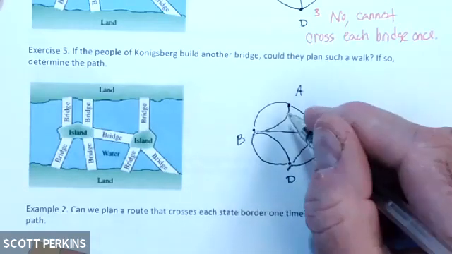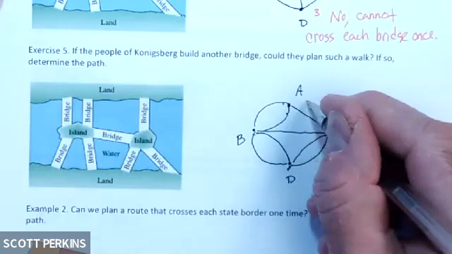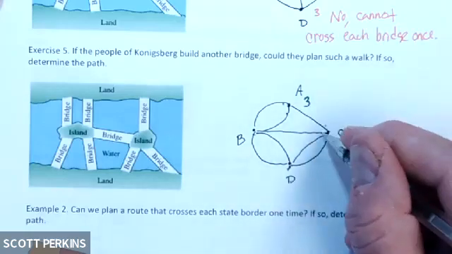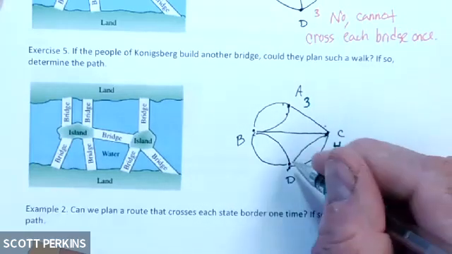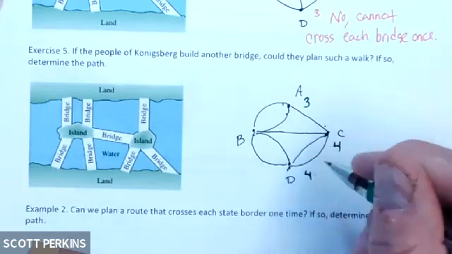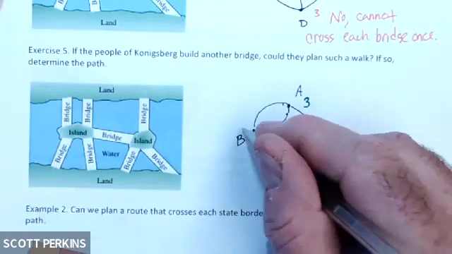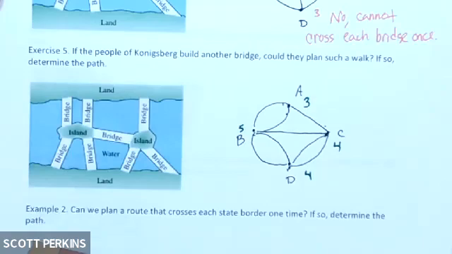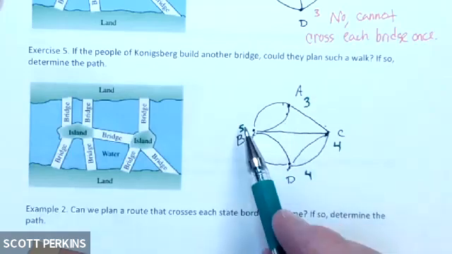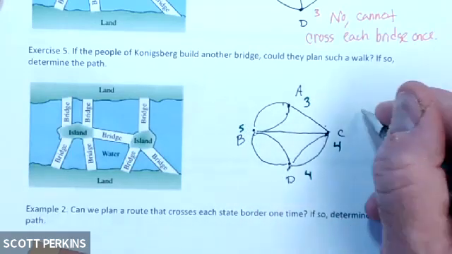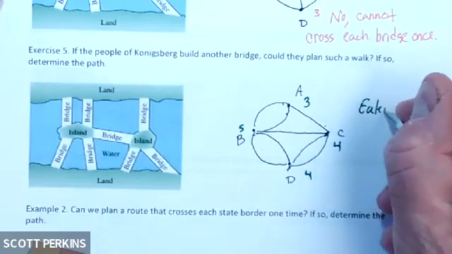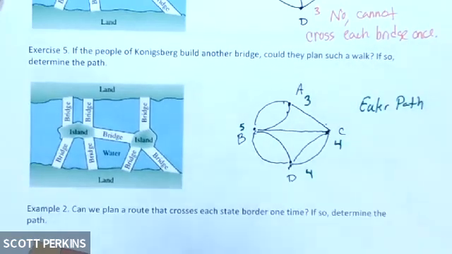So now when I go ahead and do my degrees, vertex A is degree 3, vertex C is degree 4, D is degree 4, and B is degree 5. So now, yes, we can. Okay, we see that we have exactly 2 odd vertices, so an Euler path exists. We can cross all the bridges exactly once.